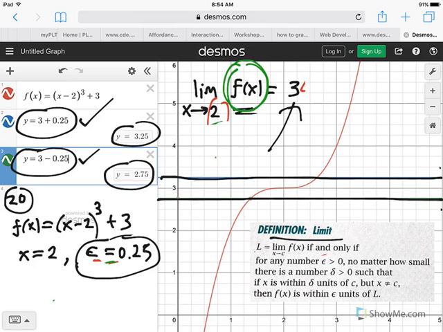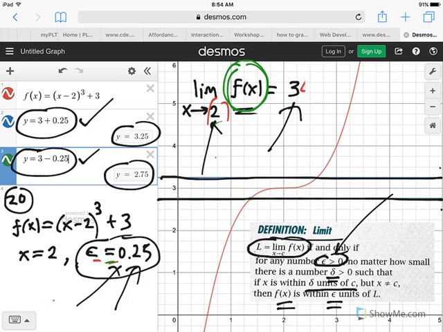Because the definition of limit says this would be true if and only if for any epsilon greater than 0, no matter how small, I must be able to find a delta value that's positive such that for x values that are within delta units of c, in our case 2, but not equal to c, then I will know for sure that the output values from the function will be within whatever epsilon is of L, no matter how small. So for this particular value of epsilon, can I find a delta value? Yes. Let's go ahead and look at that.